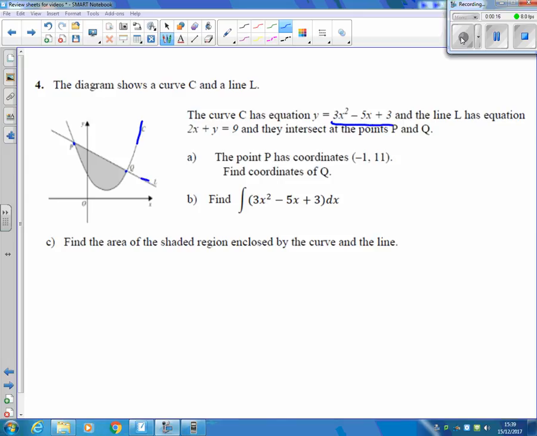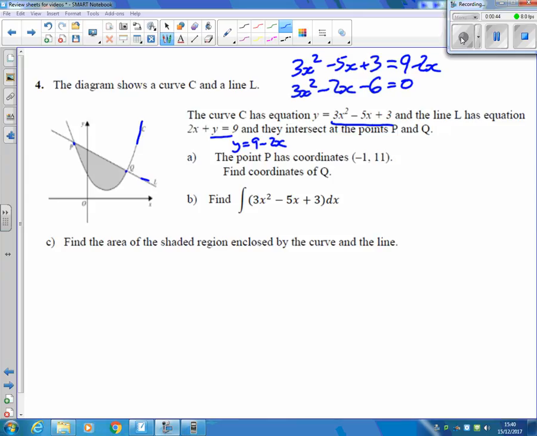So here's my curve here. Here's the line. Let's just rearrange that to make it y equals 9 minus 2x. And so I've got to try and find out where 3x squared minus 5x plus 3 is equal to 9 take away 2x. Let's add the 2x to both sides and take away the 9. So we get a nice little quadratic there.